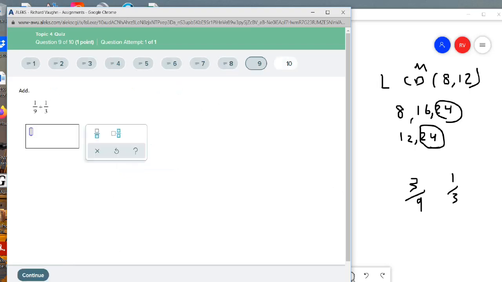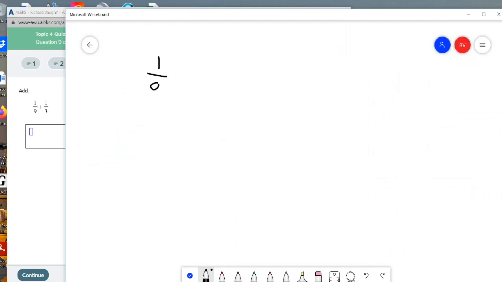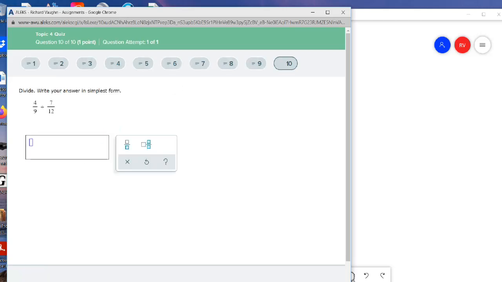Number 9, adding different denominators, but the least common denominator here is going to be the 9. So I just need to take the 1/9, which already has that denominator of 9, and for the 1/3, I'm going to multiply by 3 over 3 to write 3/9. And now they have the common denominator, so I can add the numerators. And it didn't reduce. And finally, divide.